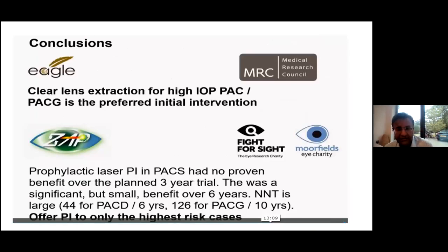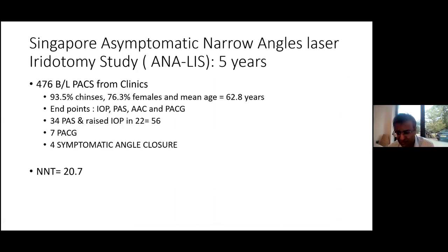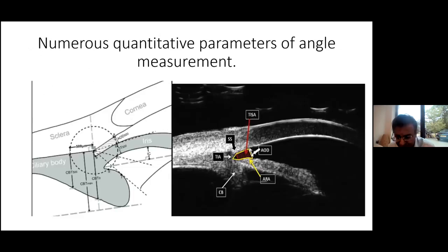So again, the outcome of the two trials is that clear lens extraction for angle closure is the preferred initial intervention, and YAG PI may only be offered to the highest risk patients because the number needed to treat is very high. And this is another randomized controlled trial, and it again found that the number needed to treat, though lesser than that of the ZAP trial, is still a fairly high number to treat to find benefit to a single patient.